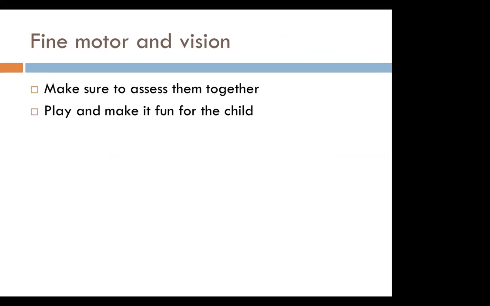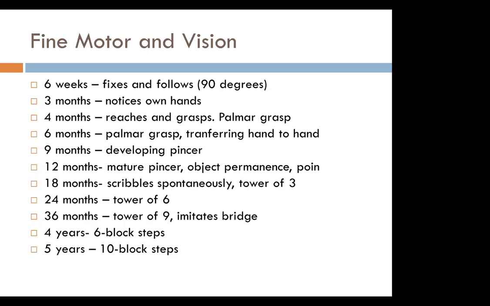Now, after that, we do fine motor and vision. So fine motor and vision go together because basically, if you want to pick up something small or you want to build a tower, you also need to be able to see at the same time. So you assess them together and play and make it fun for the child.